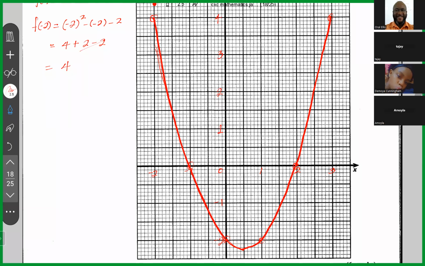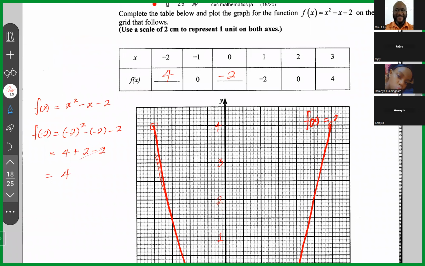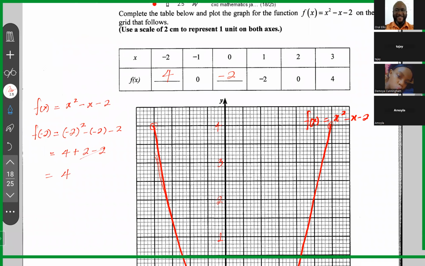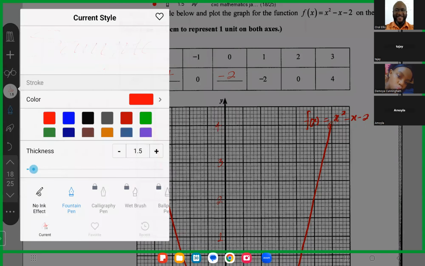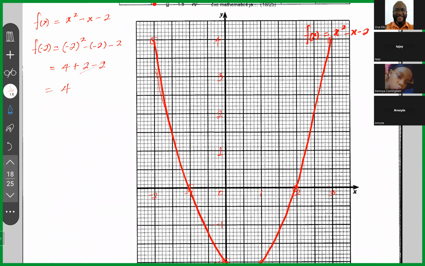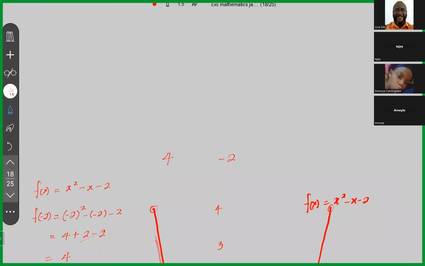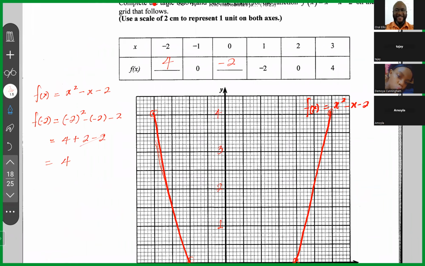All right, so after I draw my graph, I must ensure that I label my graph. It's not perfect. So you're going to label the graph f of x is equal to x squared minus x minus 2. So we'll finish drawing our graph and we'll label our graph. Our axes are labeled. We're good. That's it. Just to draw the graph. Apparently, all we have to do was draw the graph. We did. Right? And that's the end of the question.